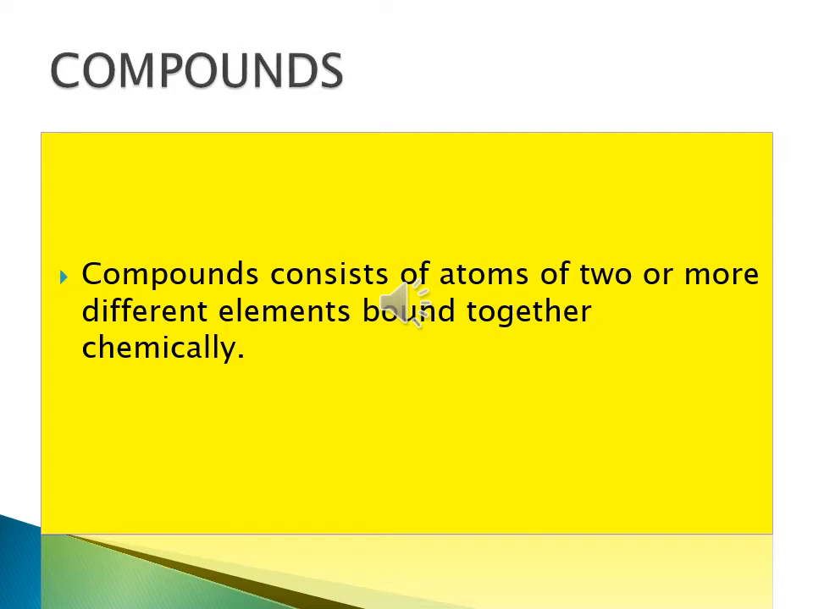They can be broken down. Already I told you, they can be broken down into simpler substances by chemical methods. They always contain the same ratio of component atoms. They have properties different from their component elements. For example, the compound water, H2O, is liquid at room temperature and pressure, and it has different chemical properties from hydrogen and oxygen.